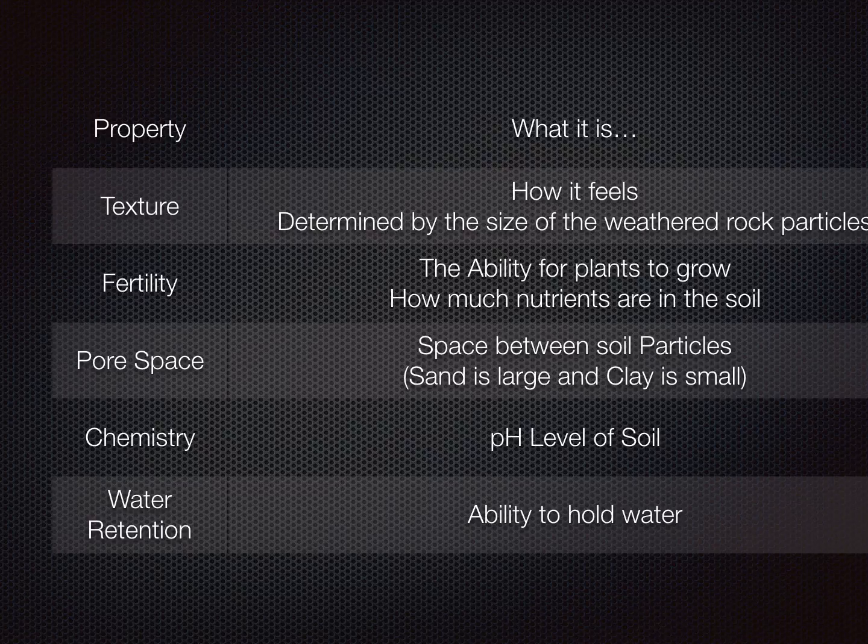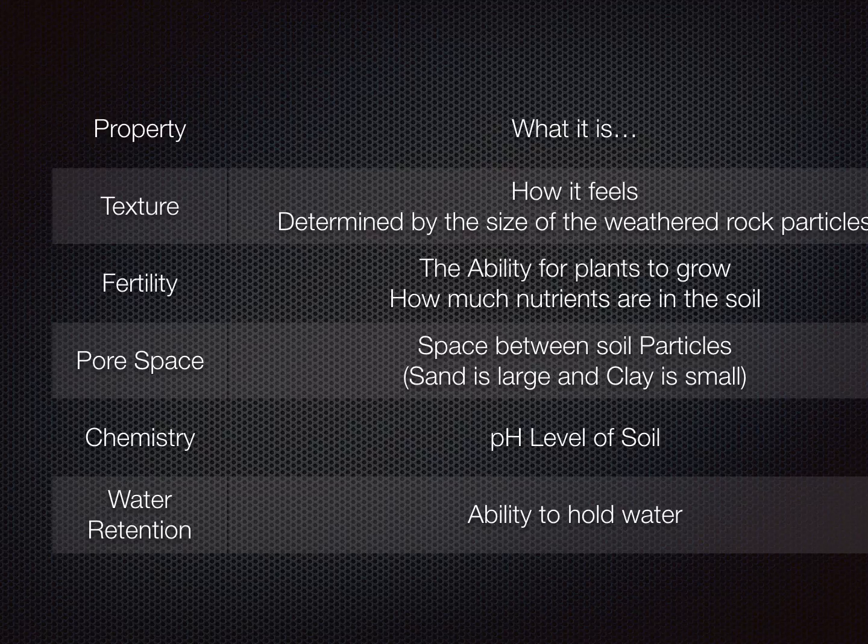Texture is how it feels. It's determined by the size of the weathered rock particles. If the soil is not well weathered, it's going to be rough and bumpy and chunky. Fertility means how well plants can grow there, how many nutrients are in the soil. If it's fertile soil, it's good for plants and animals. If it's not fertile soil, not many things will grow there.